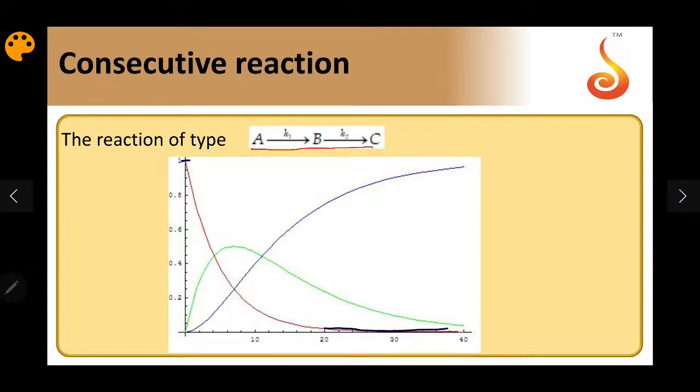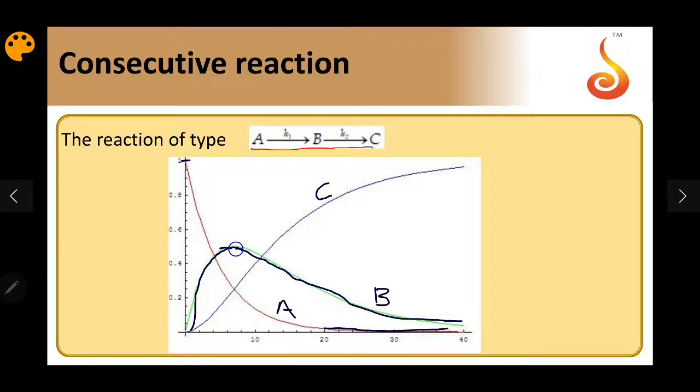See, at the initial point, A concentration is maximum, so the rate of formation of B will be higher compared to the rate of disappearance of B. So that's why we can see clearly here the concentration of B increases, reaches a maximum and then starts decreasing like this. This is for B, this is for A, and C will continuously increase with time. This is the graph for consecutive reaction.